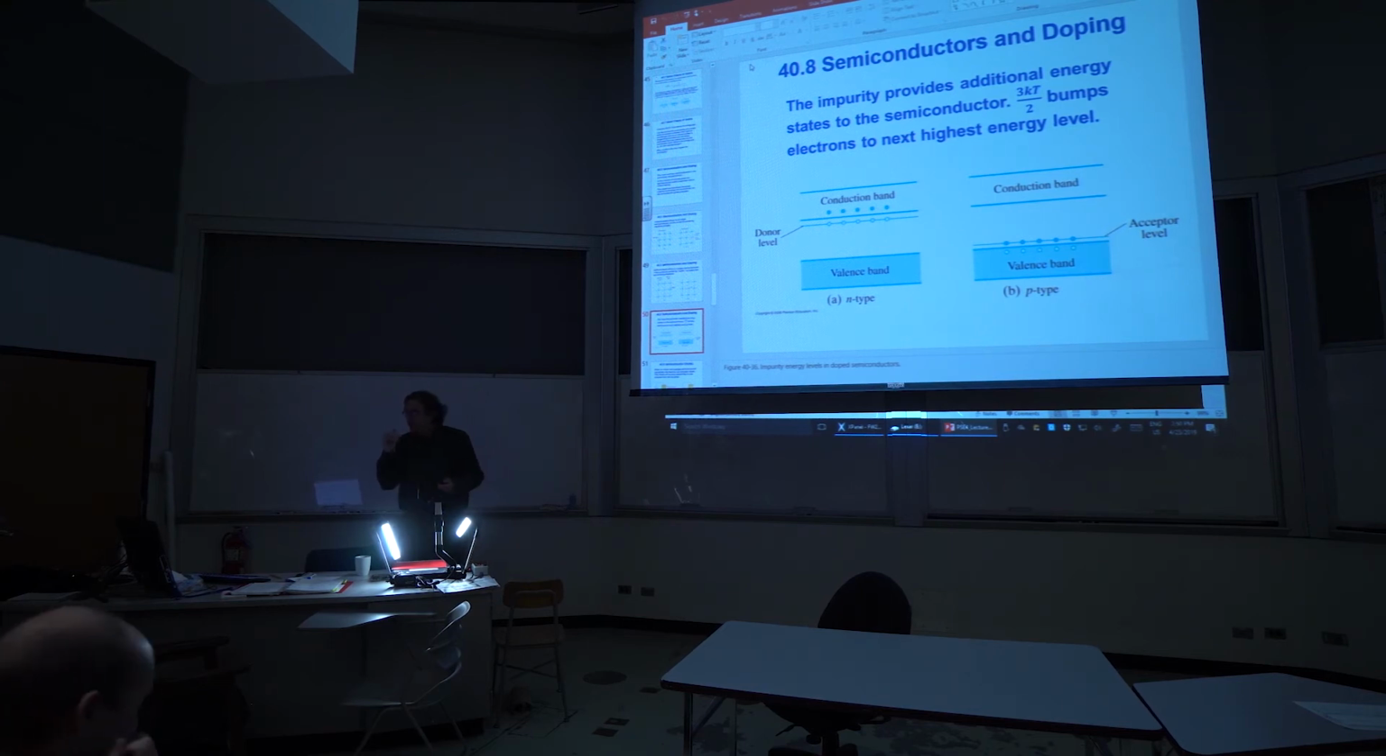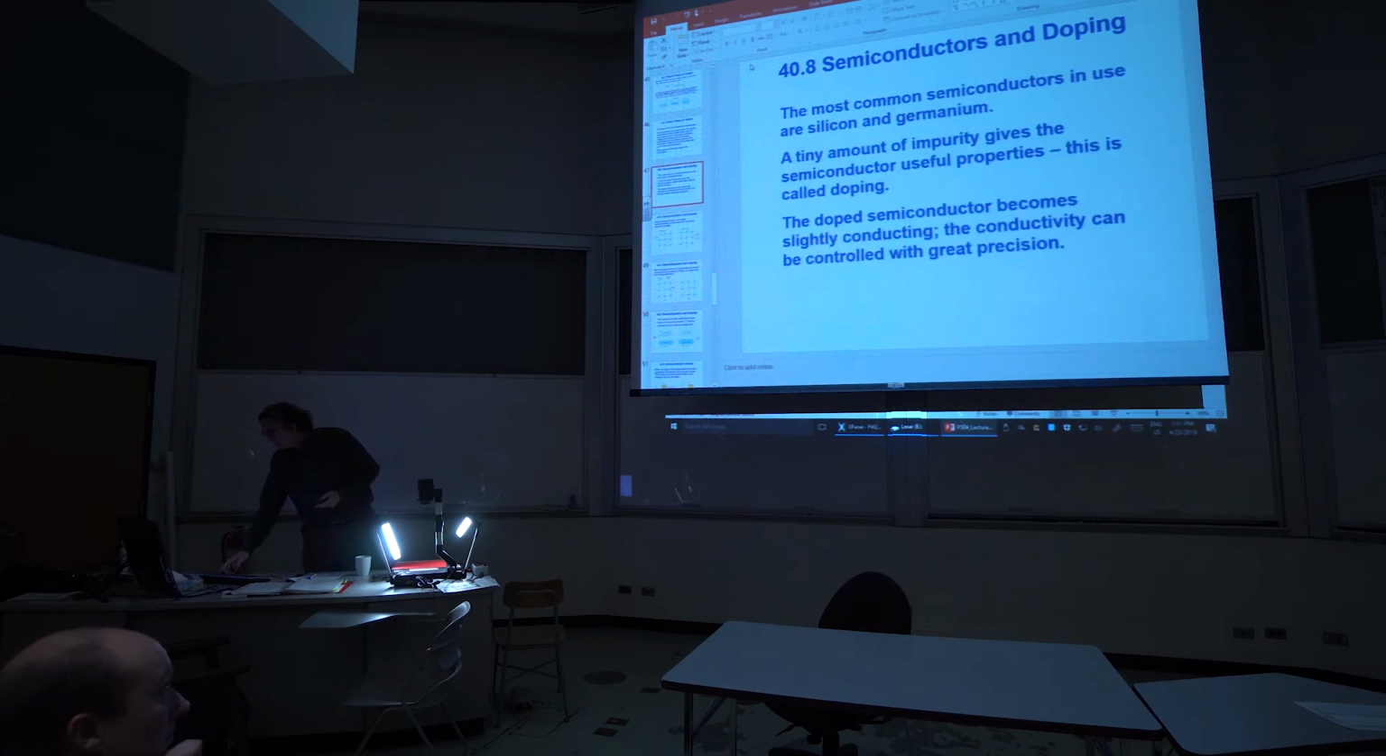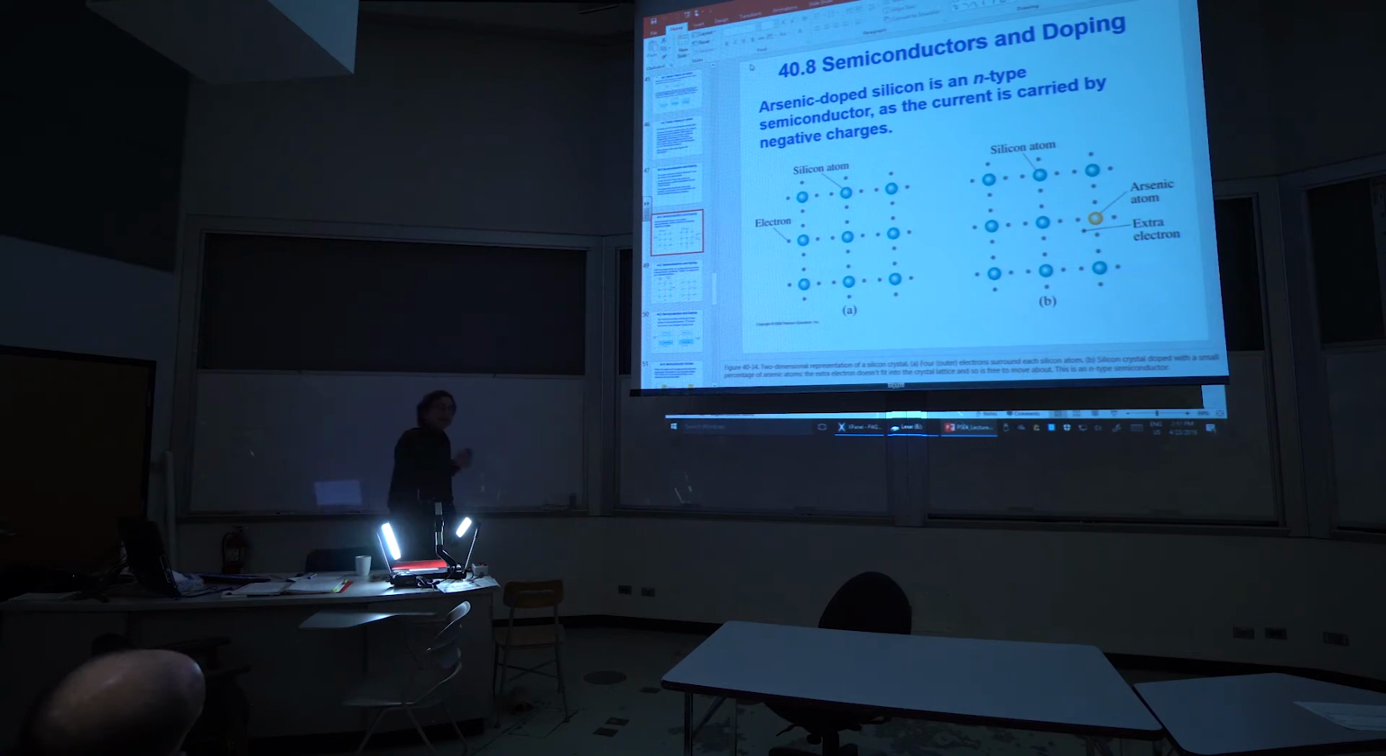and by controlling the intensity, or I should say the density of the arsenic, we can control the conductivity. So typically speaking, about 1 in 10 to the 6th or 1 in 10 to the 7th silicon atoms is replaced by an arsenic atom, and that adds conductivity because of the extra electron. Any questions?